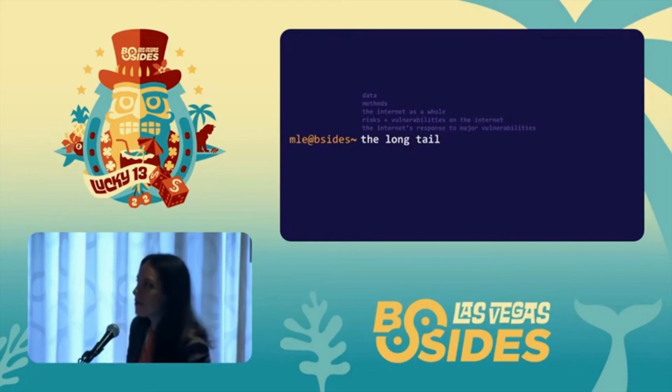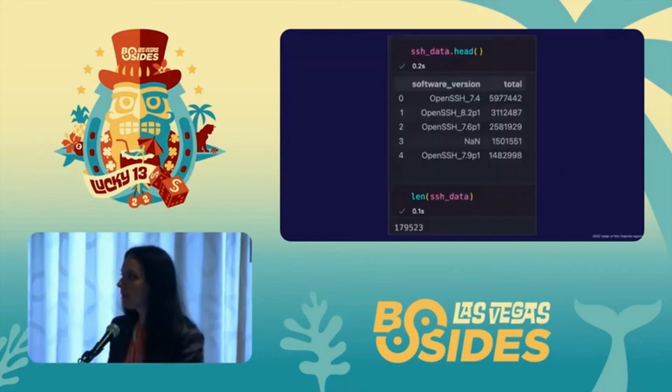So now I'll get to the long tail. I had to cut this to just one example because I wanted to make sure there was a little time afterwards. But I mentioned before, I think, 179,000 versions of SSH software. Seems real weird to me.